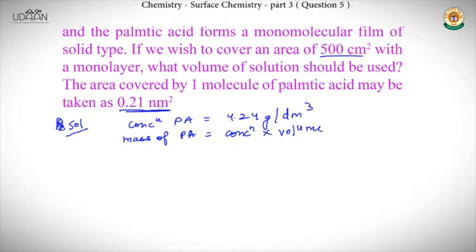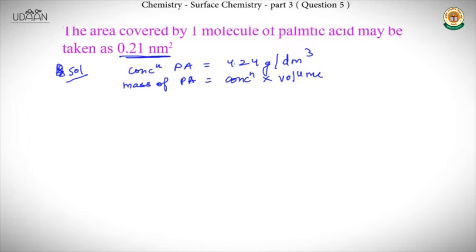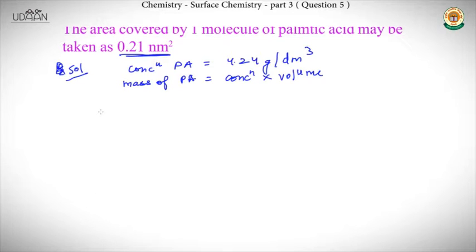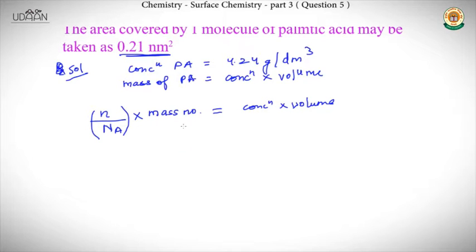To calculate the overall mass, we need the mass of all the molecules, for which the number of molecules must be determined first. So I can write the number of molecules upon Avogadro's number, which is the number of moles, into the mass number. This will give me the mass of palmitic acid. This should be equal to concentration into volume. Now, I will write this equation in terms of N and V, a general equation, because the rest are constants.